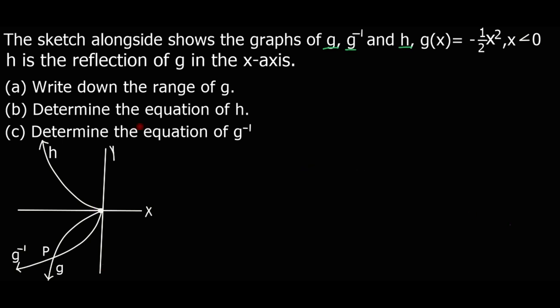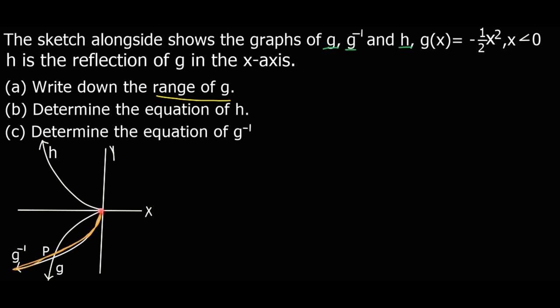And then again, they tell us that h is the reflection of g in the x-axis. So to get the equation of h, we take this g and reflect it in the x-axis, and then we create h. So now our question here, part A: write down the range of g. You have the graph of g.